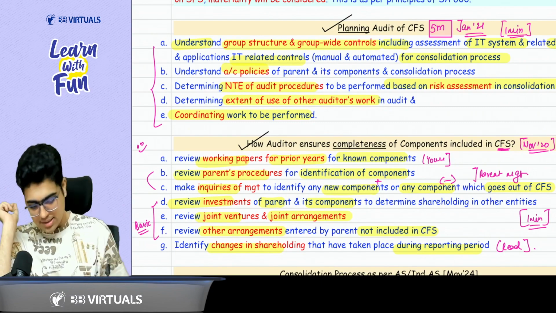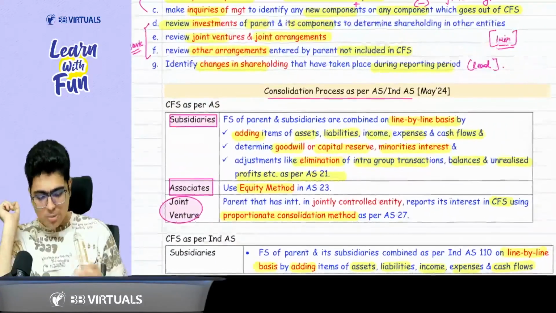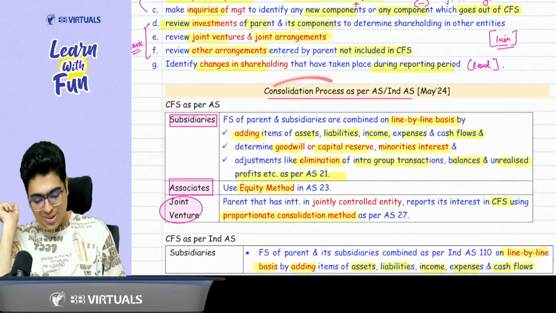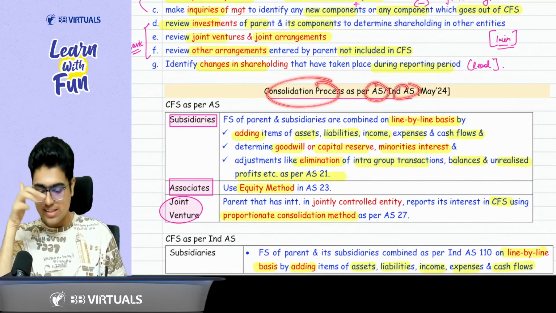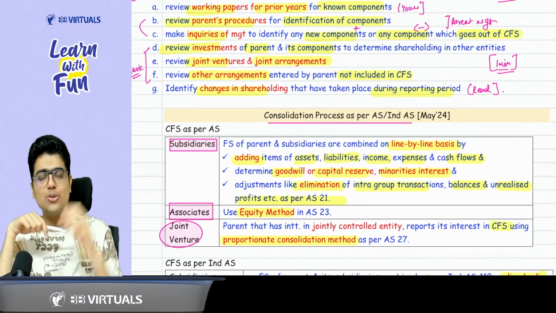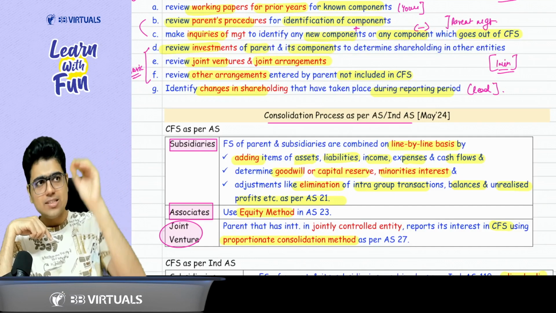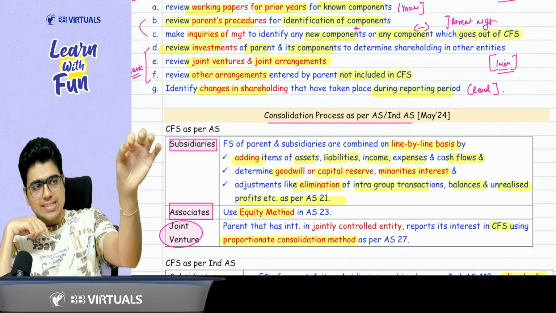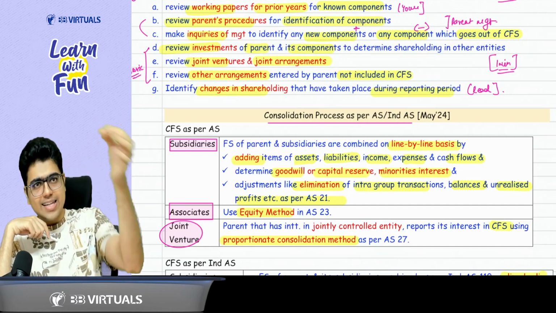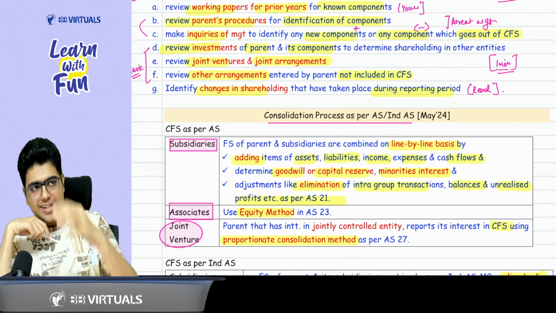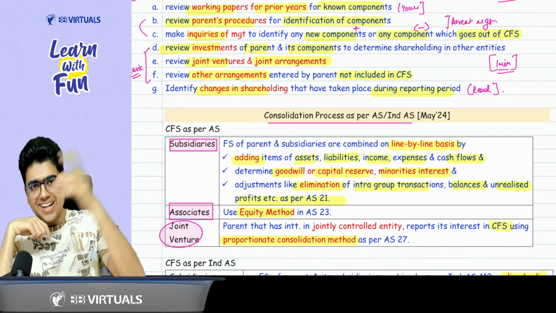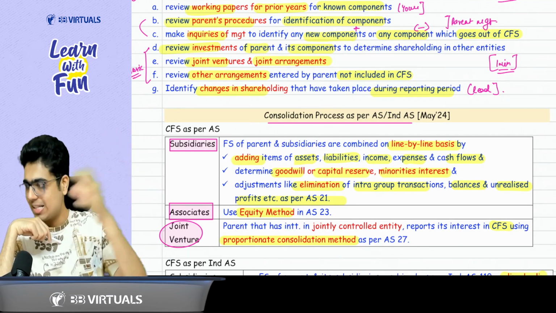Clear, boss? Clear, sir. Then we discussed the FR topic, our favorite topic. Consolidation process as per AS or Ind AS. Subsidiary, what you need to do? So on a line by line basis we just need to add the items. Their asset, my asset, add it. Their liability, my liability, add it. Their income, my income, add it. Their expense, my expense, add it.